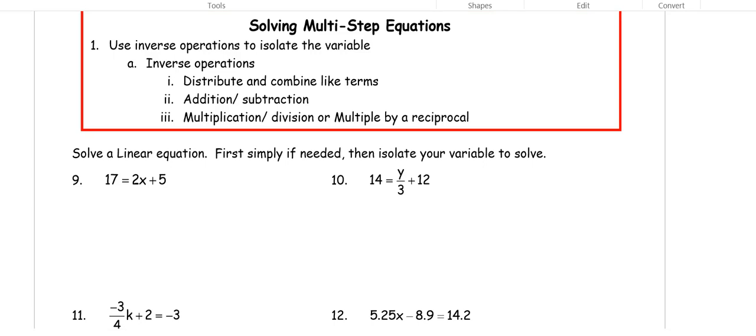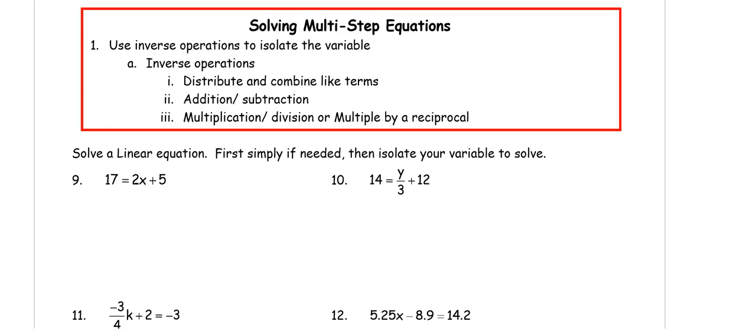So in number 9, we have negative 17 equals 2x minus 5. There's no distributing or combining like terms needed, so I'm just going to start with trying to get x by itself. First I look and see, is there a number being added or subtracted? There's a 5 being subtracted, so the inverse is to add 5 to both sides. So we get negative 12 equals 2x, and then we're going to divide both sides by 2, so x equals negative 6.